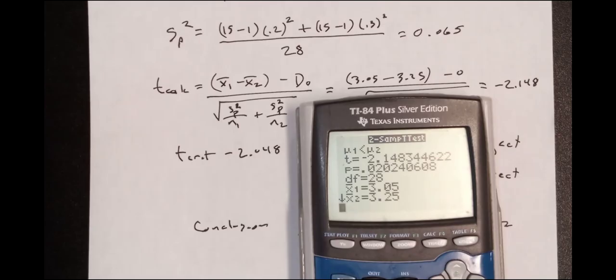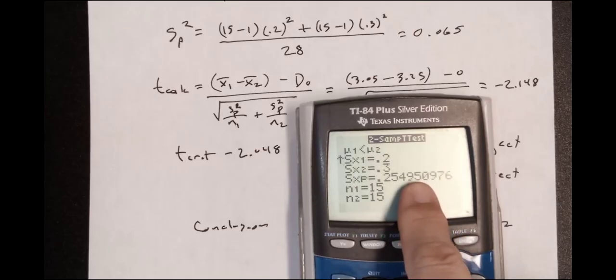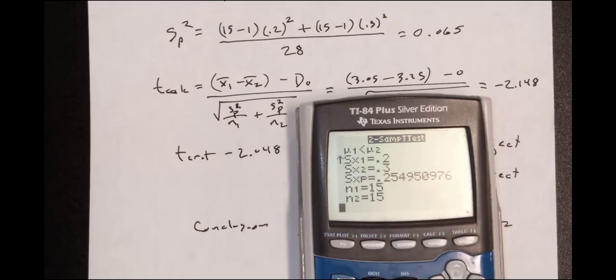And the p-value is 0.0202, which is less than 0.025. If p is less than my significance, I can reject my null hypothesis. Same exact result, but I didn't have to look up the critical value. If I keep going down, it gives me the standard deviation for the pooled behavior. We got 0.065, that's the square. This is the square root of 0.065. Do I need it for anything by hand? No.